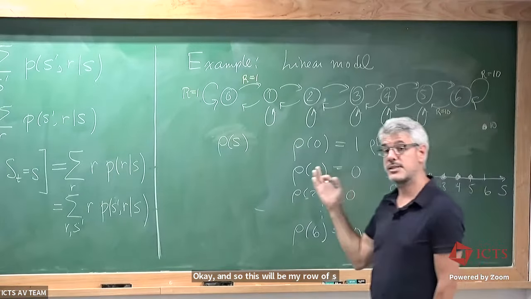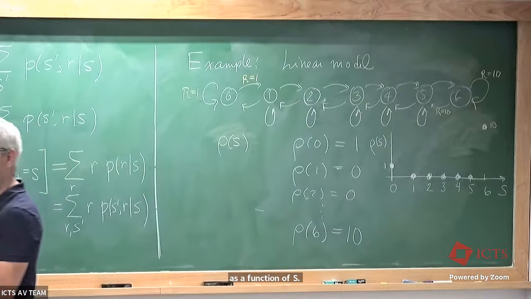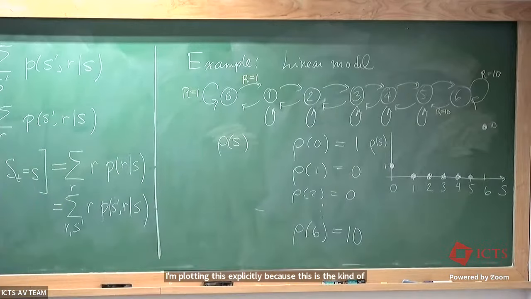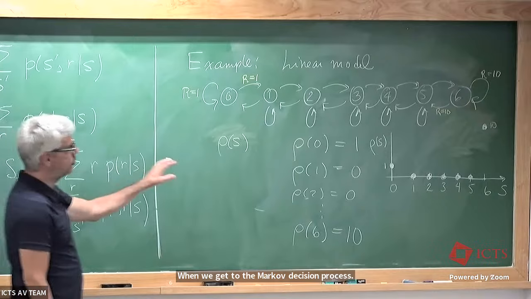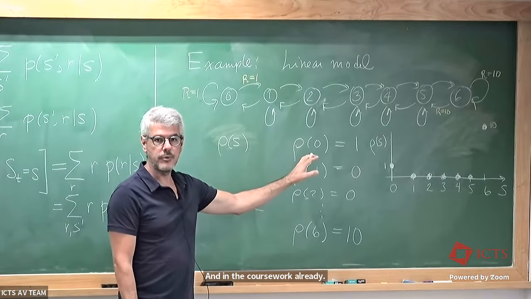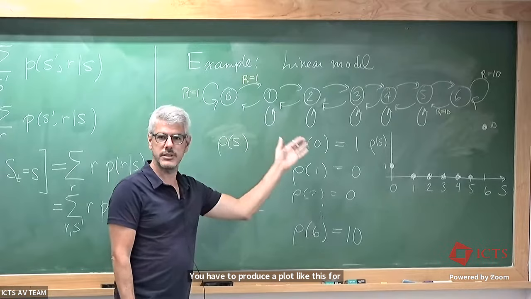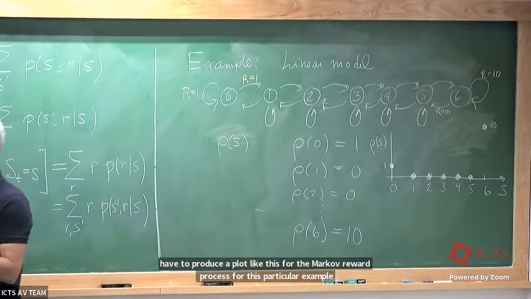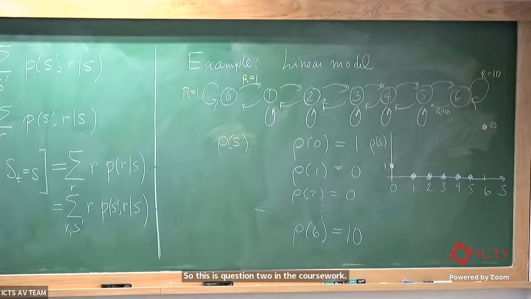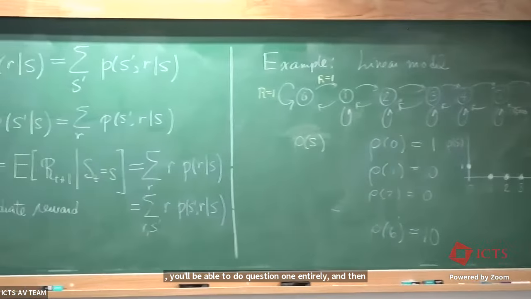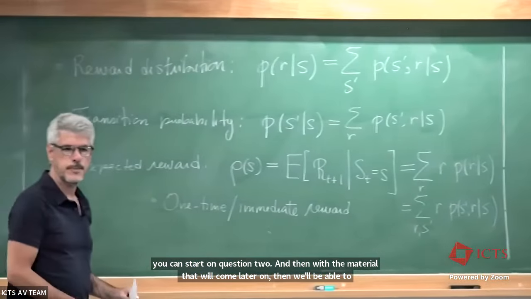I'm plotting this explicitly because this is the kind of plot actually that we will need when we get to the Markov decision processes. And in the coursework already, you have to produce a plot like this for the Markov reward process for this particular example. So this is question 2 in the coursework. Okay, so after this lecture, you'll be able to start on question 1 and start also on question 2. In fact, you'll be able to do question 1 entirely, and then you can start on question 2, and then with the material that will come later on, we'll be able to gradually advance in the coursework. Okay?